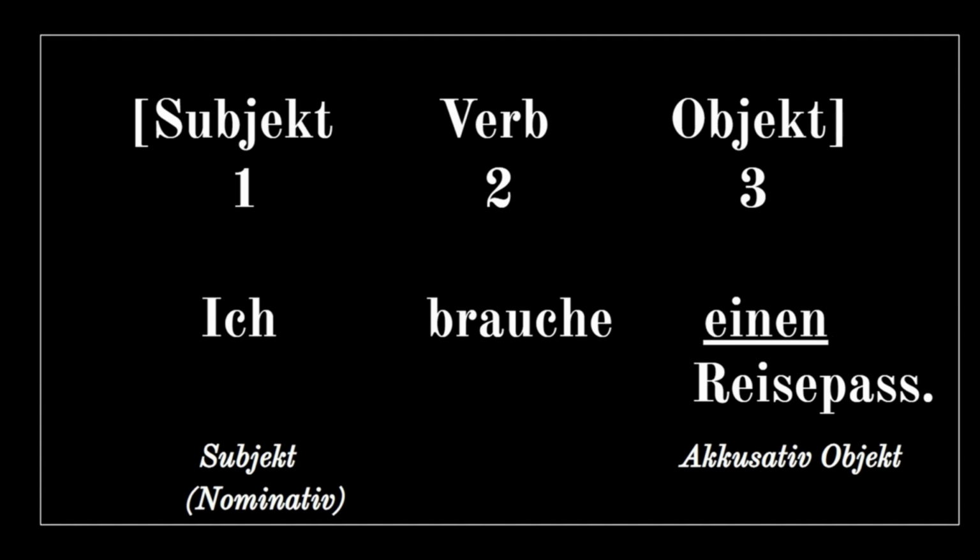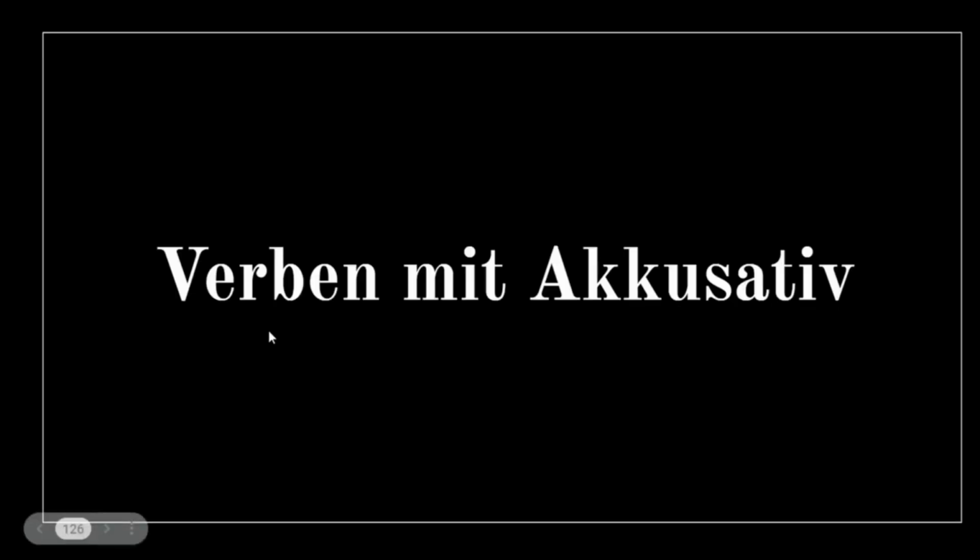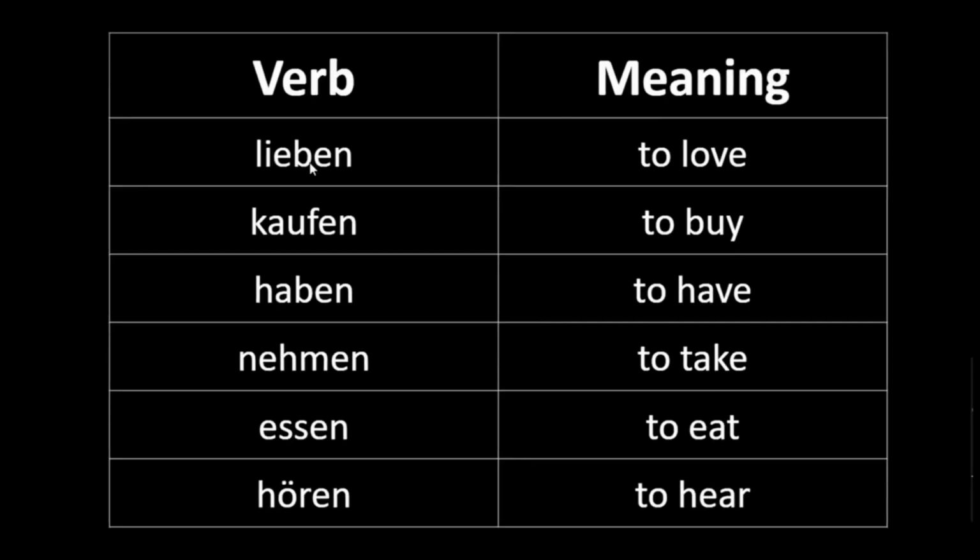So just to summarize, how do we understand whether the object in a sentence is accusative? We just need to look at the object. If the object is either a person or animal, then we need to ask the question whom to the verb. If the object is anything other than person or animal, we need to ask the question what to the verb. Now let us try to go through some of the most commonly used verbs in accusative.